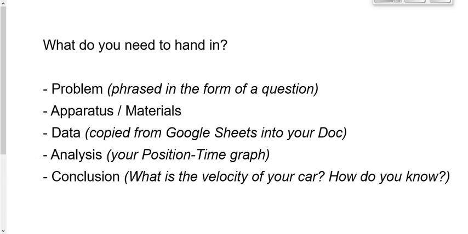And finally, what is the conclusion, which is essentially, what is the velocity of the toy car? What did you find it to be? And then how do you know? Well, how do you know what the velocity of that toy car is? Well, you took the slope of a position-time graph. So whatever that slope is, write it down as the first sentence in your conclusion, and then justify your conclusion by saying, essentially, that I found the velocity of that toy car by taking the slope of that graph.